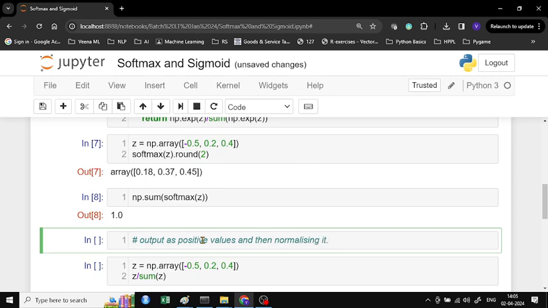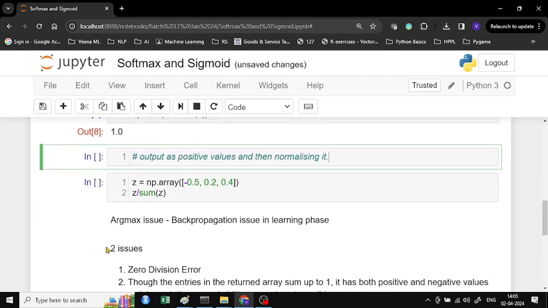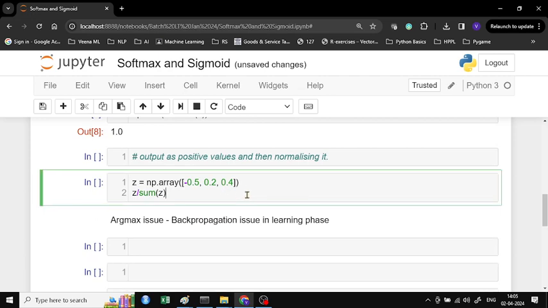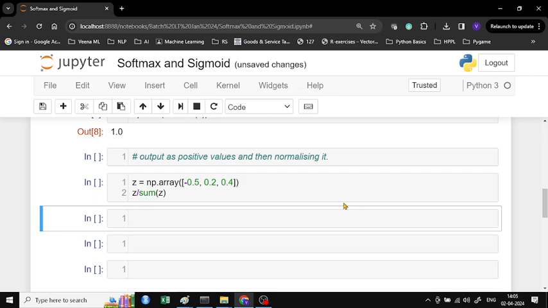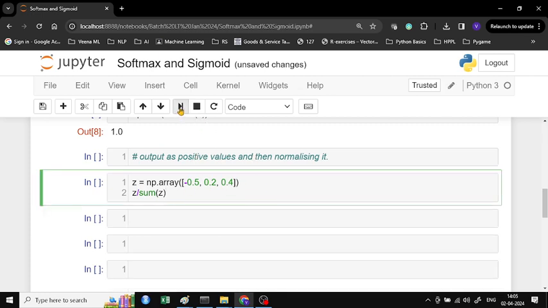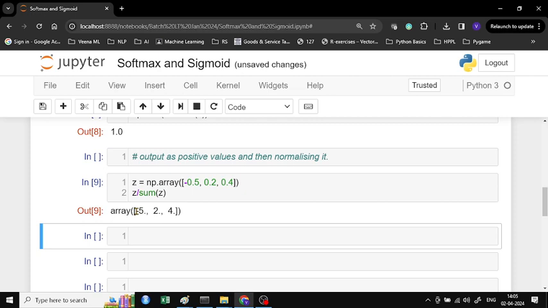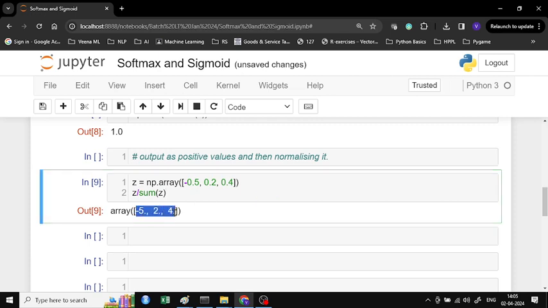Now what happens if we just do the normalization rather than converting to positive values? What is the issue? When you do the normalization without making the values positive, you get this answer, for this particular example -5, 2 and 4. Here you cannot interpret the values. You can definitely normalize it, but you cannot interpret the values, and hence we take softmax.